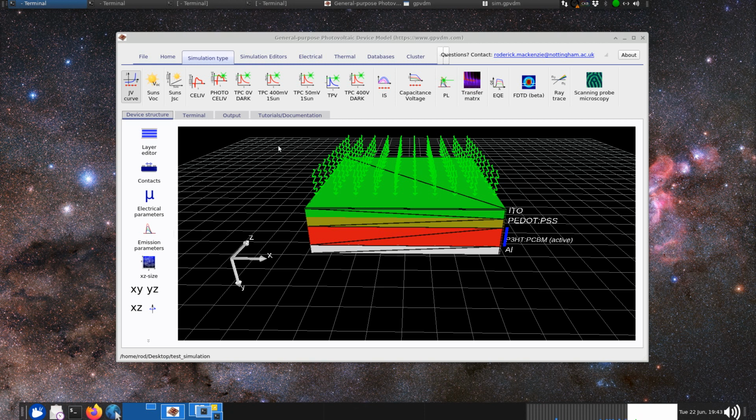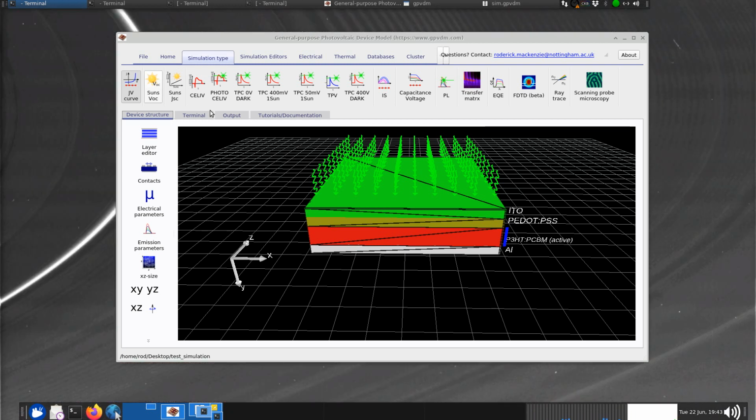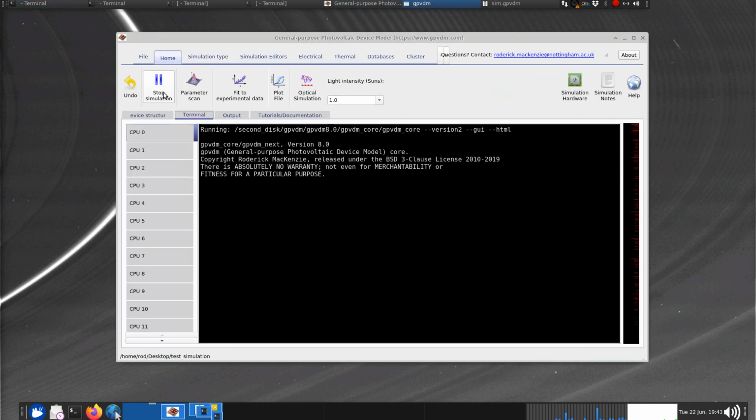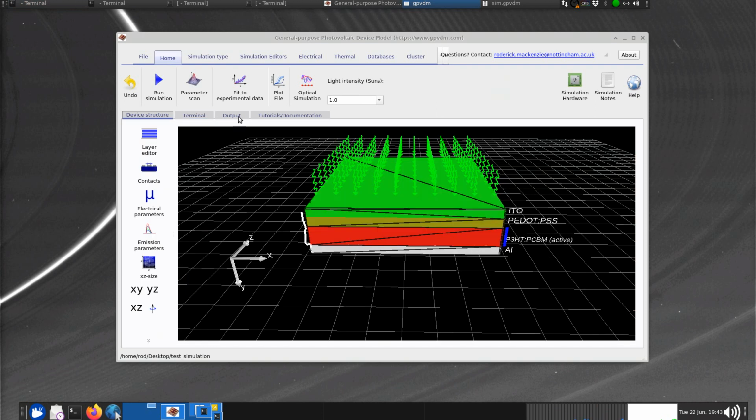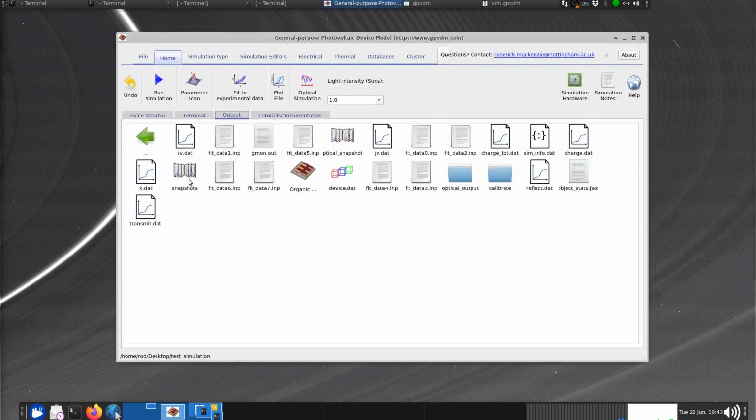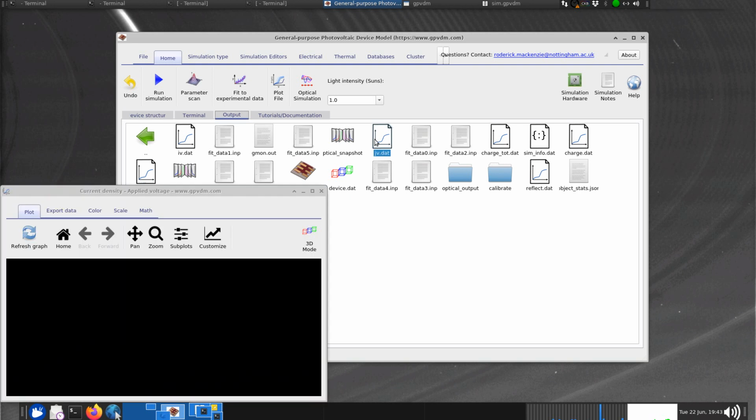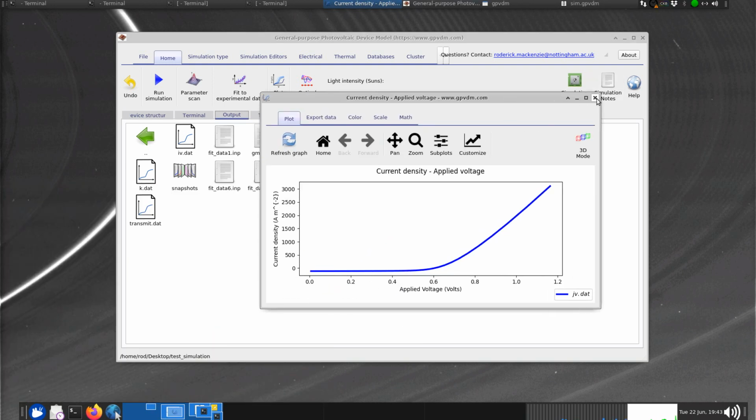So I thought I'd just make a quick video about a new feature in the model, which is the ability to simulate in frequency domain. Until now, we've had various simulation modes along here, so we've had steady state and transient and things like that. If we just click run, it would run the simulation and we can plot the JV curve. So here's a JV curve, here's a JV curve, and we get something out like that.